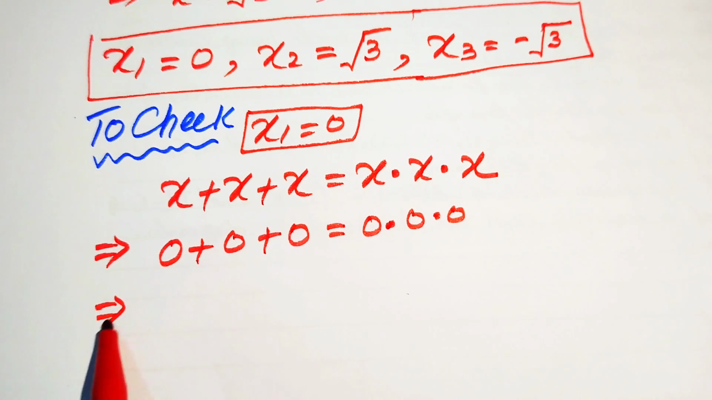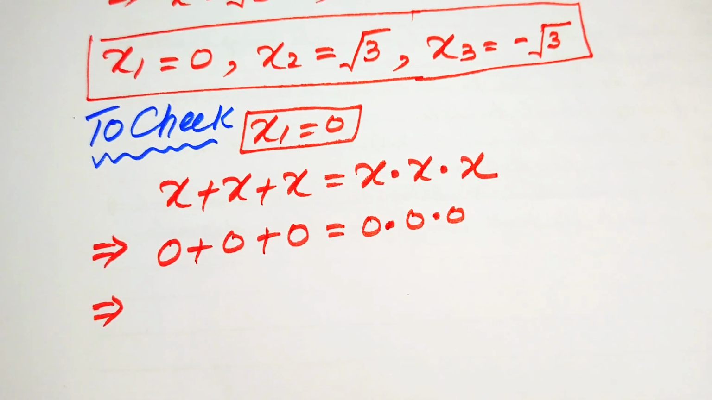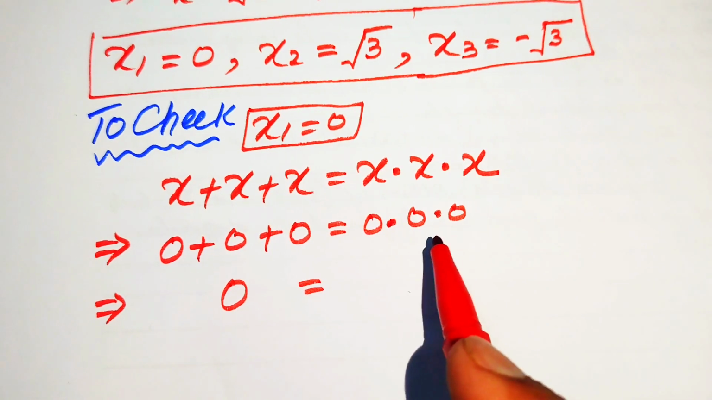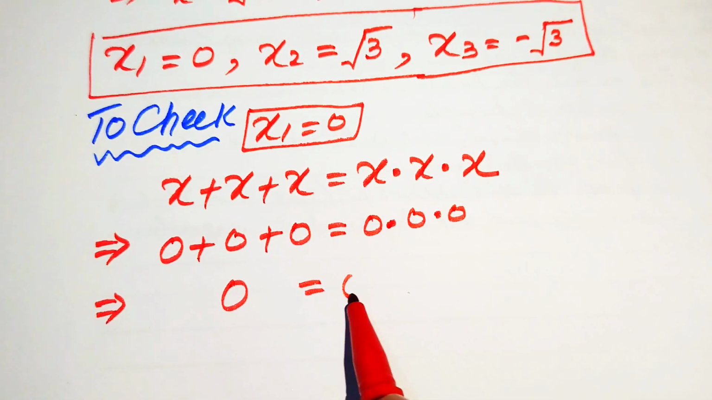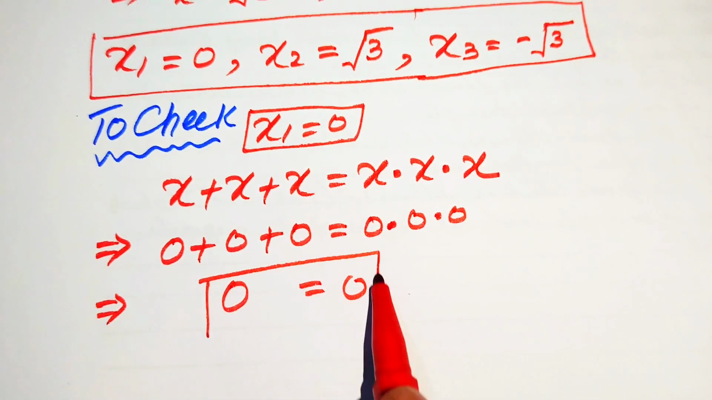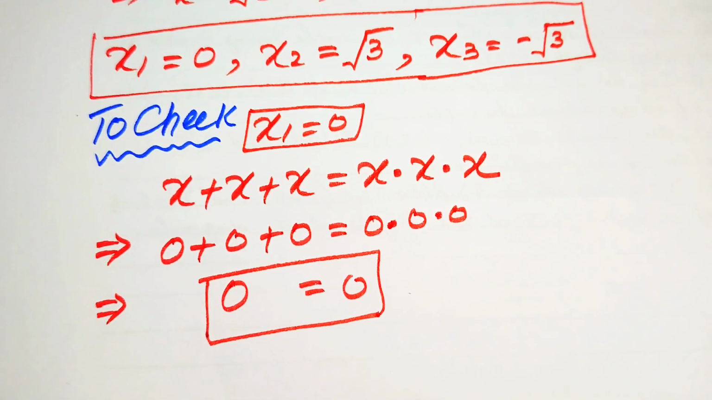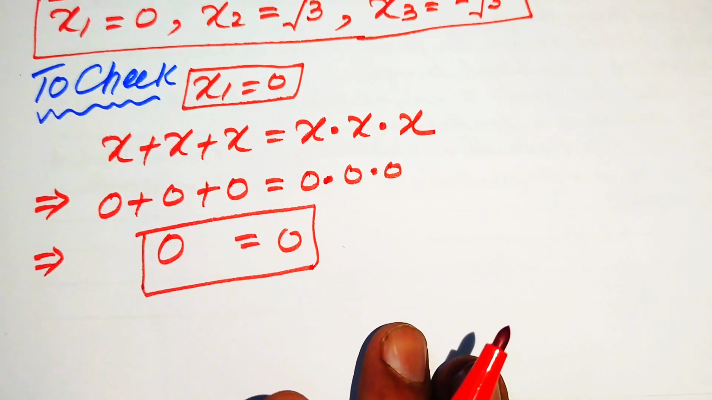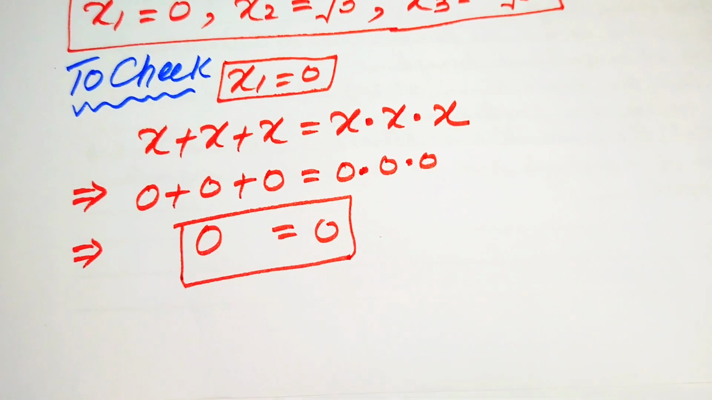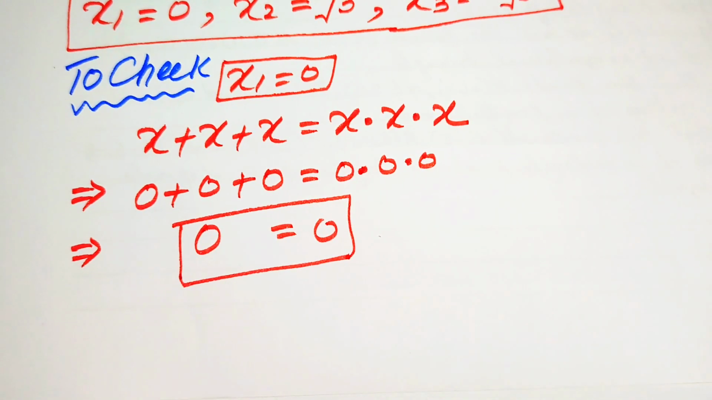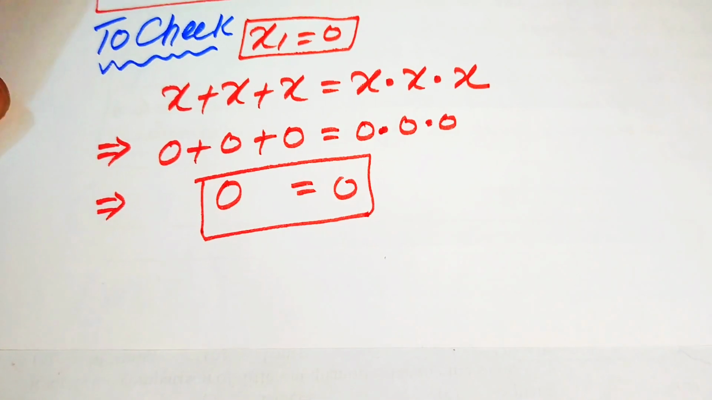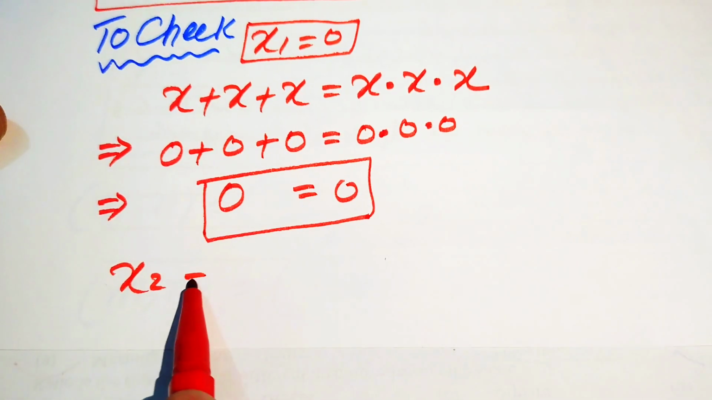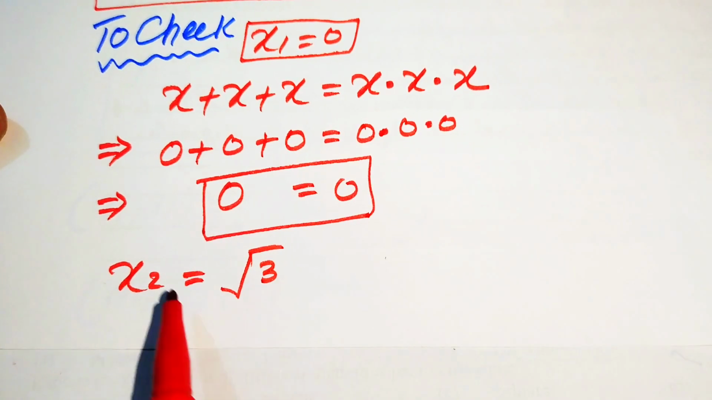And you know that if you add 0 any number of times, it will become 0, and if you multiply 0 any number of times, you will again get 0. So this shows that the left hand side and right hand side are the same when we substitute our x1 equals 0. Similarly, now we move towards our second root, x2 equals square root of 3.